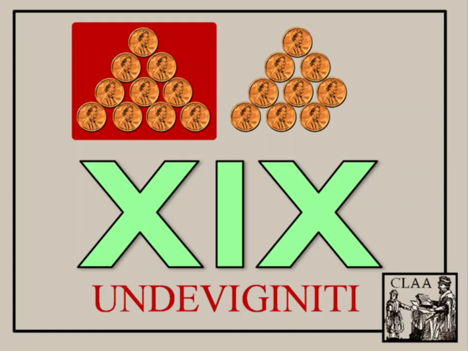We can see that the number undeviginti contains one set of 10 and one less than another set of 10. And that's why the number undeviginti is written with the symbol for decem and then the symbol for unus before the symbol for decem. It's 10 and 1 less than 10. Undeviginti.